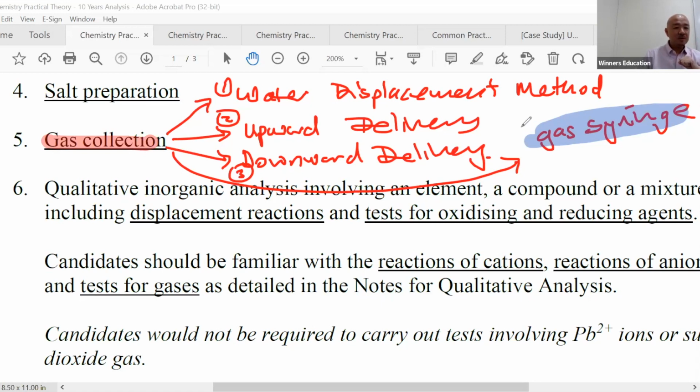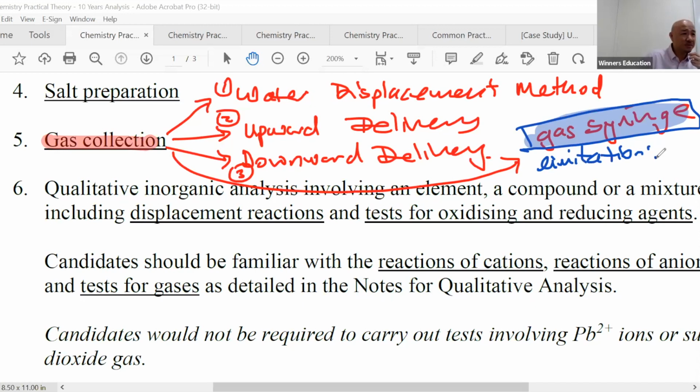Anyone? Gas syringe has a limitation. What is that limitation for 1 mark? So these are all the theory questions. Do you realize that? What's the limitation? Have you all seen a gas syringe before in your school? Can be compressed. So I let the gas compress. No, the gas comes into the gas syringe, you shift the plunger, so it's okay.